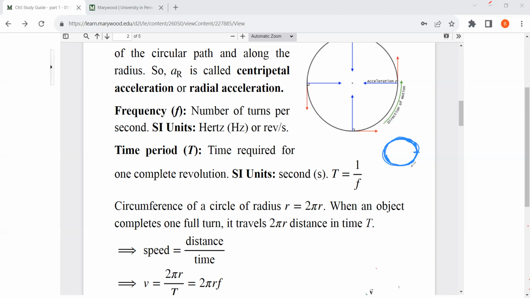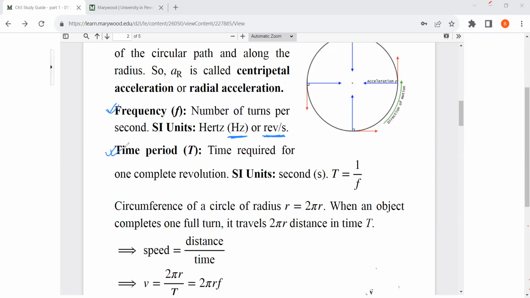Remember that. The standard international unit is revolution per second or hertz. It's basically the same thing, both used. It's turn per second or rev per second or hertz. So that is the frequency.